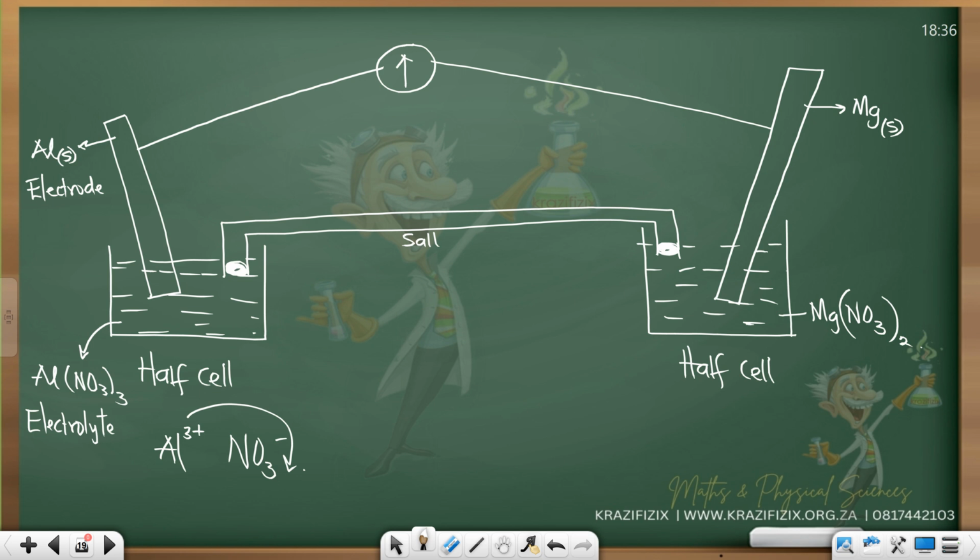This thing here is known as my salt bridge. They'll ask you to label this. What is the function of a salt bridge? It maintains electrical neutrality. Oh yes, this is very important. It completes the circuit. The electrodes are the conductors, and it maintains electrical neutrality. Please don't forget the word electrical. That's why I use the word charges. It maintains electrical neutrality.